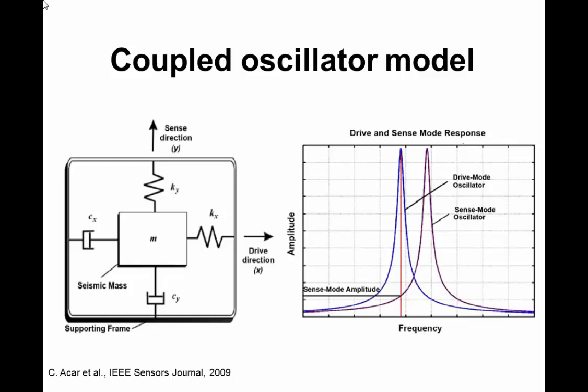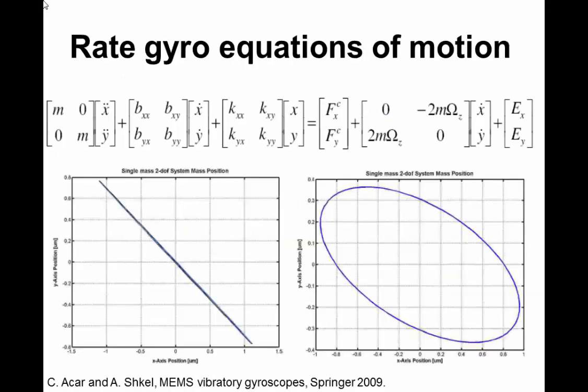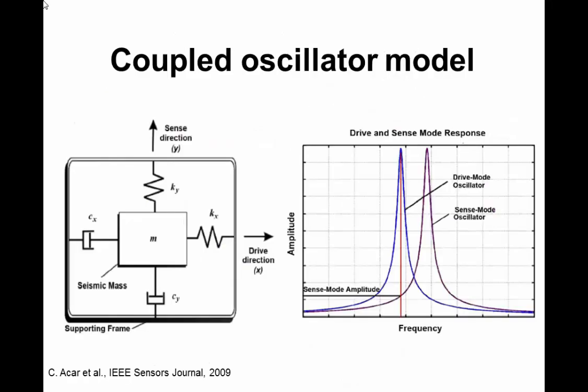The other issue, of course, is this issue of mode matching that we just looked at. So to increase the sensitivity in this very simplistic sense, you would want to match the modes, but then you run into an issue of the trade-off between sensitivity and bandwidth. So let's take the case where you've got a mode mismatch between the drive and sense mode, and their responses are described by these two response curves shown here. And if you've got this drive mode oscillator that's being driven at resonance, then the sense mode amplitude would be much smaller than if the two frequencies were perfectly matched.